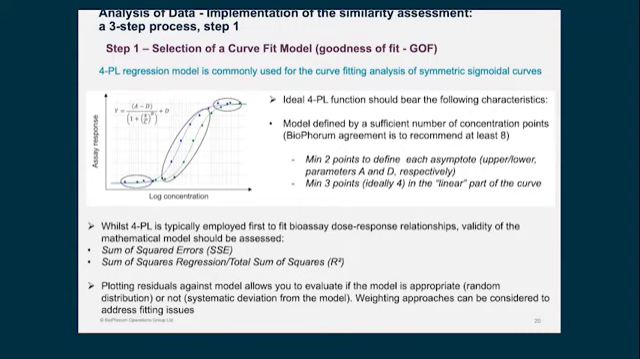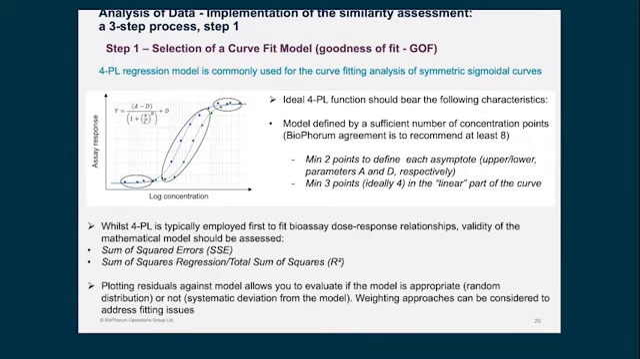A sigmoid function requires a sufficient number of concentration points to fit the model. And the BioPhorum bioassay members recommend a minimum of 8 points. So 2 points to characterize each asymptote and a minimum of 3 and ideally 4 points in the linear part of the curve. So whilst the 4PL is typically employed to fit bioassay dose response relationship, when the biological mechanism of action produces a curve that is not symmetric around the midpoint, alternative fitting models might be of interest. And I'm especially thinking about the 5-parameter fit model.